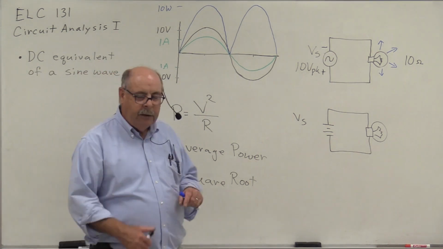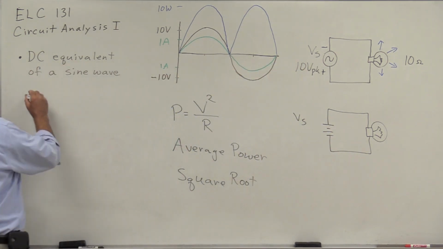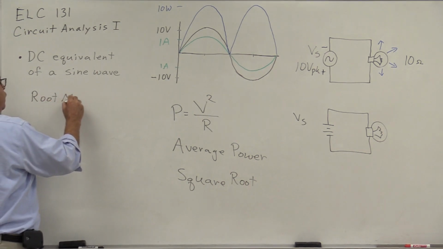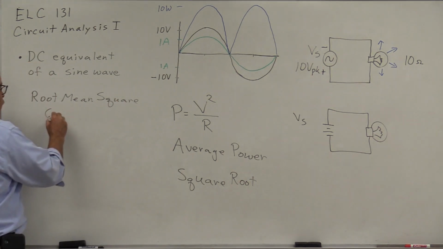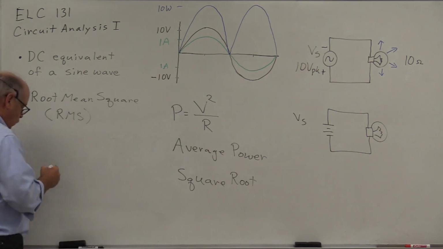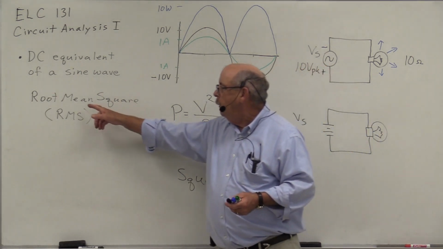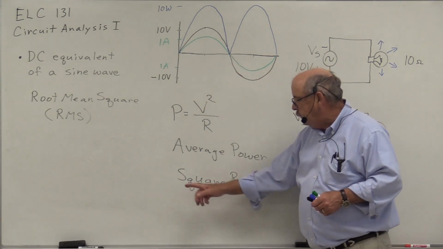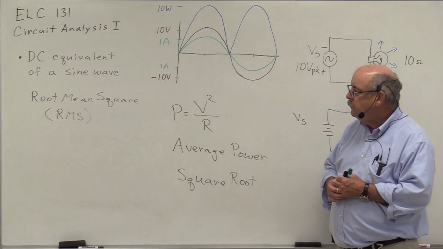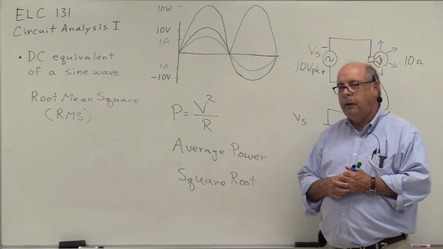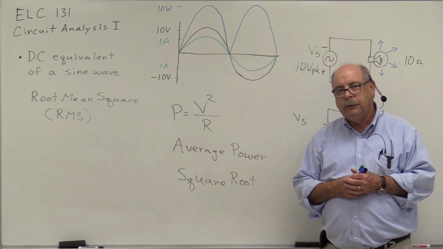So when we talk about effective DC voltages, we talk about the root mean square, or RMS, value of a sinusoidal waveform. This term mean comes from statistics, where we find the average of a value or a series of values. So the root mean square of an AC sine wave is the DC equivalent.